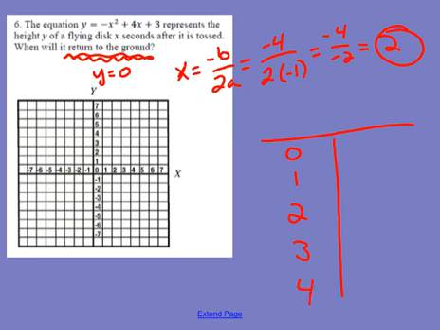So let's try these. Negative 2 squared plus 4 times 2 plus 3. Negative 2 squared is negative 4 plus 8 plus 3 is going to be 7. Alright? If I do 1, I have negative 1 squared plus 4 times 1 plus 3. Negative 1 squared.